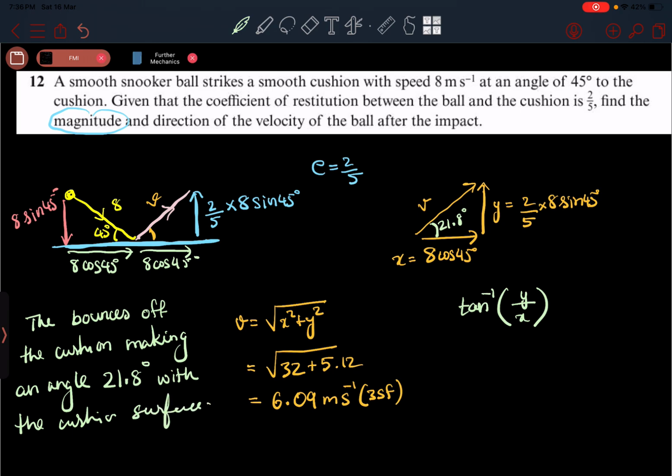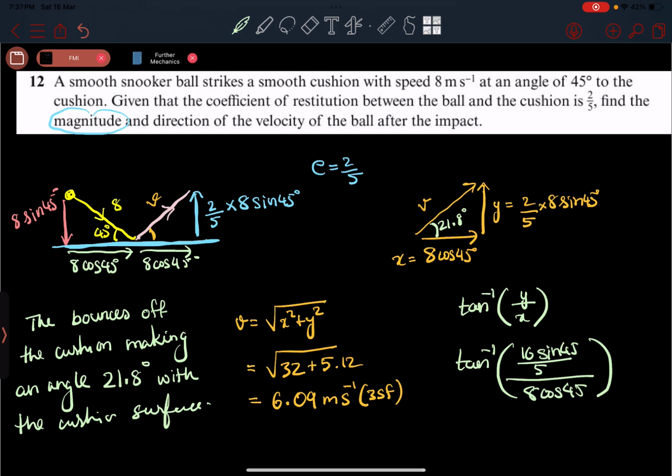So yeah, tan inverse y over x. To show my method, this would be 16 sine 45 over 5, and my x would be 8 cosine 45, and I could call this angle beta. I could say beta is equal to 21.8 degrees. So yeah, pretty much straightforward. The only new part is finding that angle, which is just taking tan inverse.